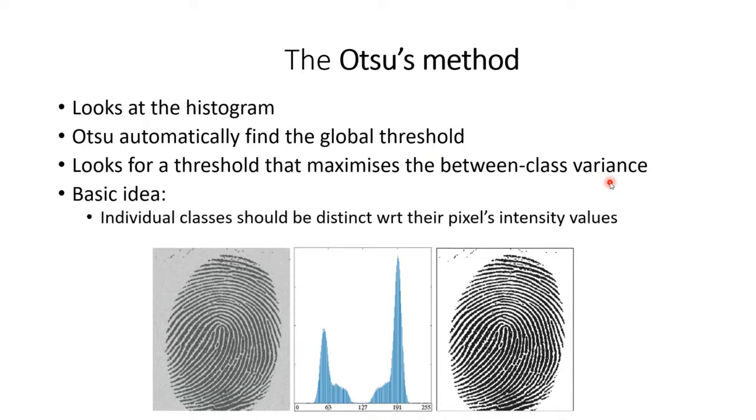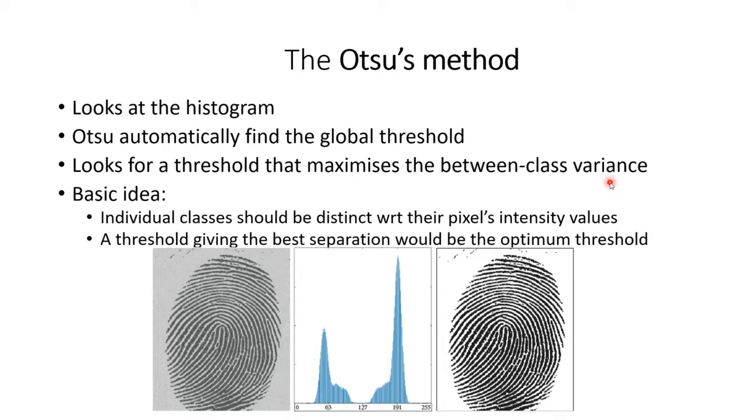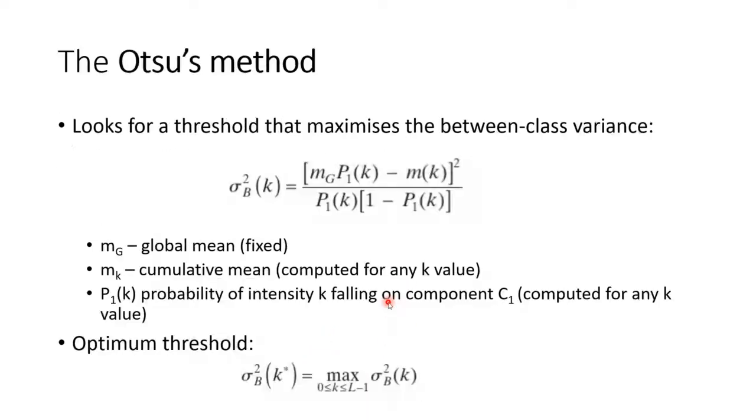The basic idea is that the individual classes should be distinct with respect to their pixel intensities, and the best threshold, giving the best separation, would give the optimum between-class variance. Basically, the optimum, the maximum, is a point where the difference between the variance here and the variance there is maximum, right? So that's the between-class variance.